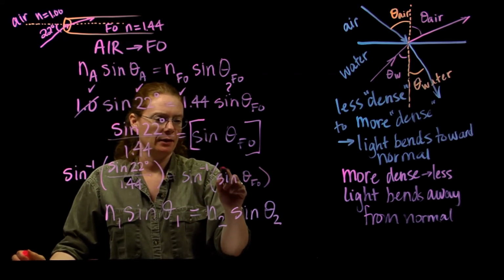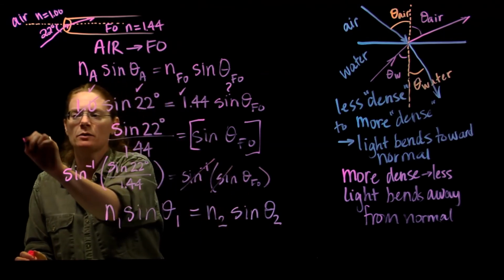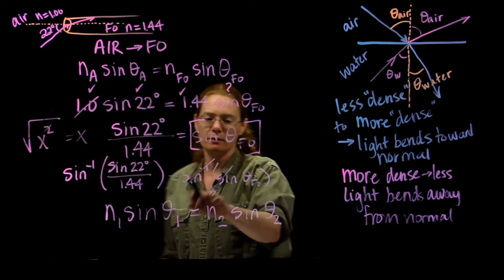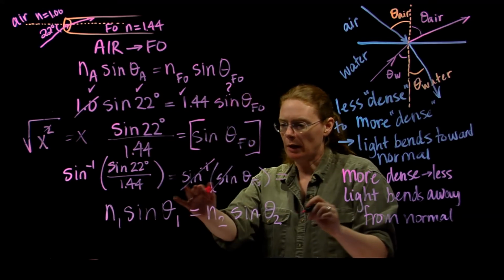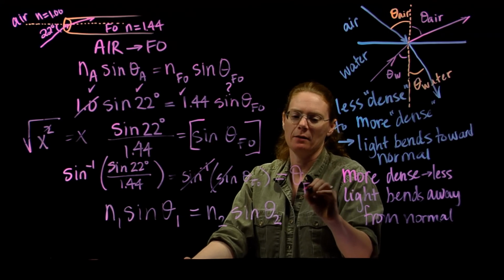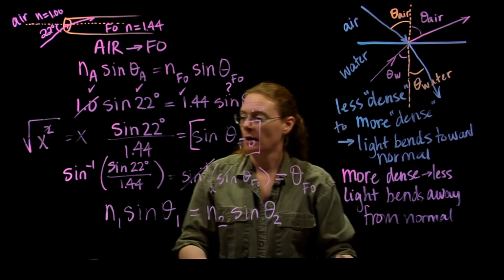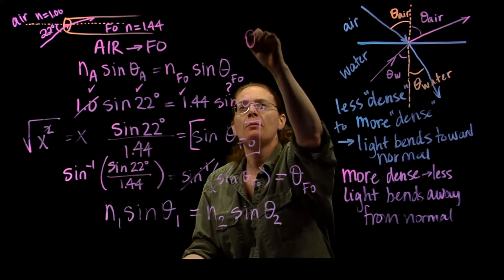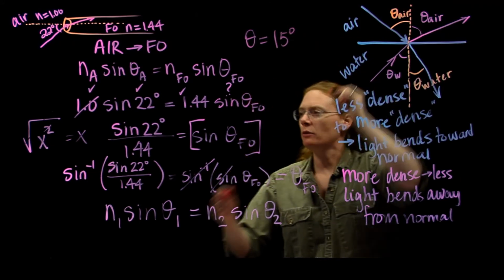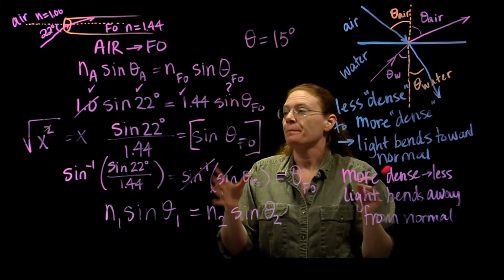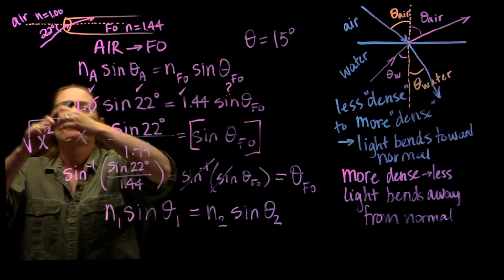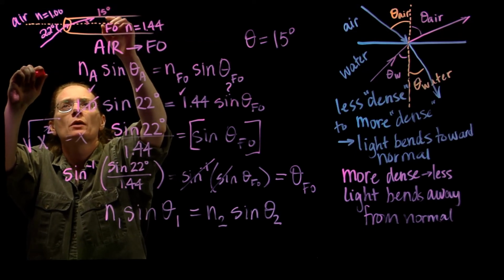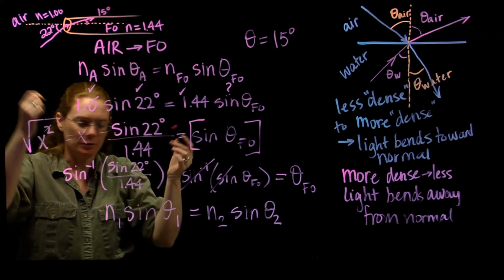Okay, well, this and this cancel each other out. It's the same as doing the square root of x squared. Well, that's x. The inverse sine and the sine cancel each other out. So on the right-hand side, I'm just left with the angle. So to calculate the angle in the fiber optic, I'm going to do the inverse sine of the sine of 22 divided by 1.44. And when I make that calculation, I get 15 degrees. So does that make sense? Well, I thought that it would bend towards the normal. And so now this angle here is 15 degrees. So that is less than 22, yep, which makes sense.